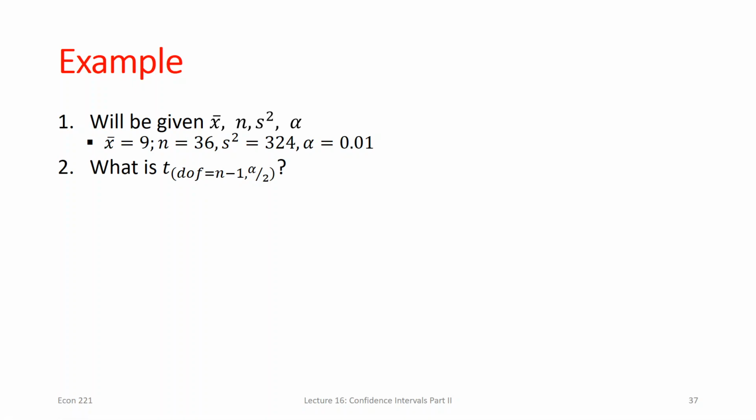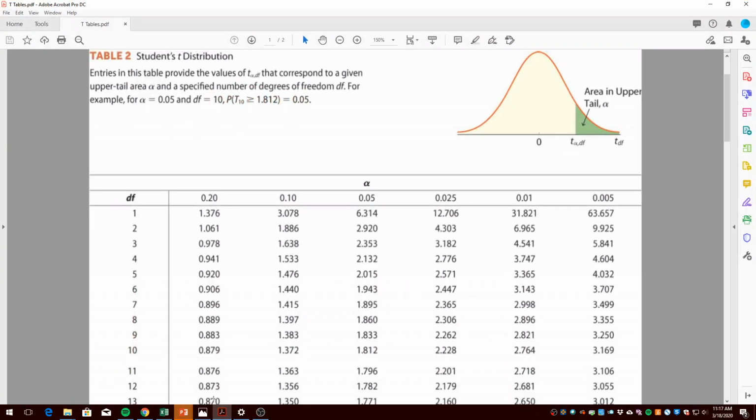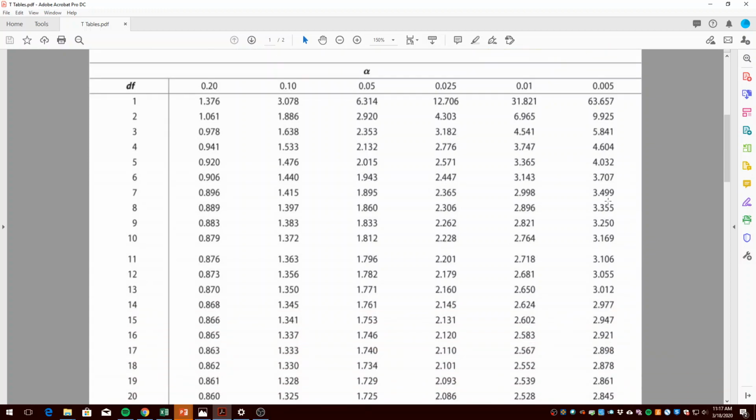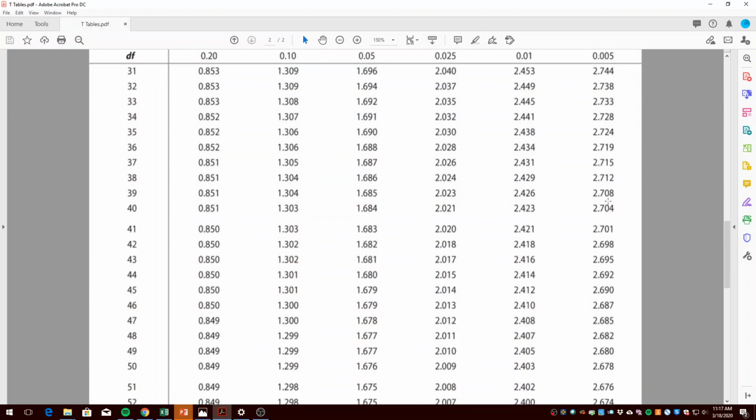What would my t-value be that I need? Well, my alpha is 0.01, so I need the area in each of my tails to be 0.005, and my degrees of freedom would be 36 minus 1, so 35. So I go to the table, I wanted 0.005 in that tail, and my degrees of freedom was, scroll down here, 35. So the t-value that would give me that area in the tail, or the probability I see something more than 2.724 standard deviations away from the mean, that probability would be 0.005. So this is the t-value that I need. So 2.724.